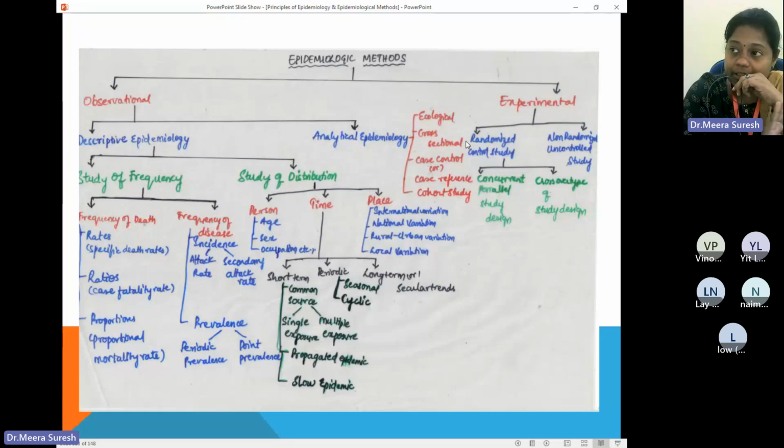Anyway, you are not manipulating the exposure. You are not asking the smoker to quit smoking. You are not asking the smoker to continue smoking. You are not asking the smoker to increase his frequency or the number of cigarettes. You are not doing anything. You are just observing what the person is doing. If he is quitting smoking, fine. If he is not quitting, fine. You are not interfering. You are not manipulating.